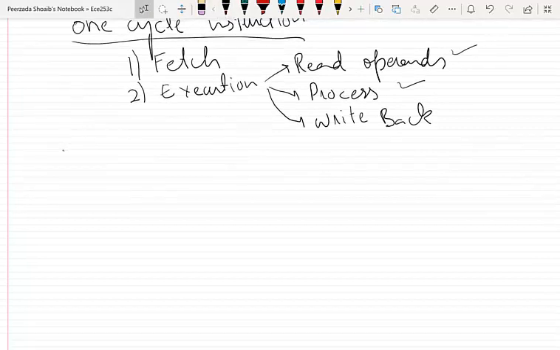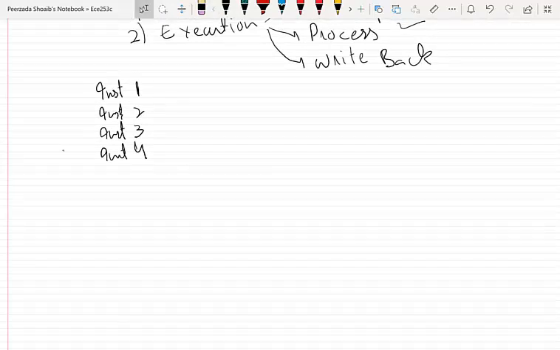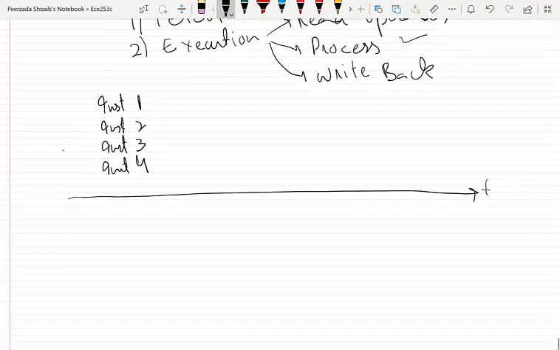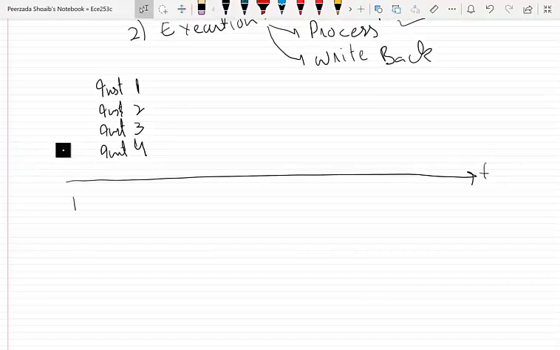if we have a program, I may write a program here: instruction 1, instruction 2, instruction 3, instruction 4. We have 4 different instructions in our program. So in a non-pipelining system, what will happen? If this is my time t, first of all, instruction 1 will be fetched, maybe in a finite time.